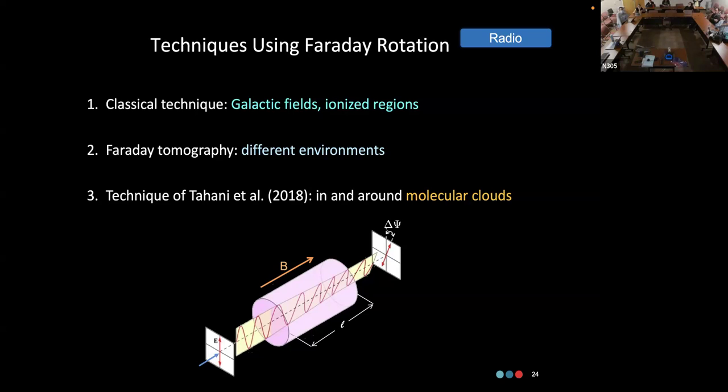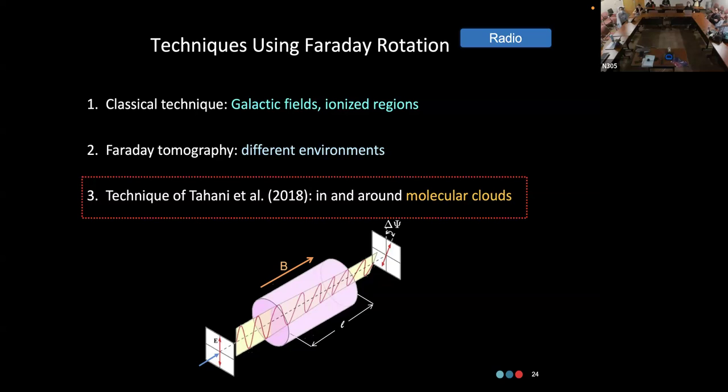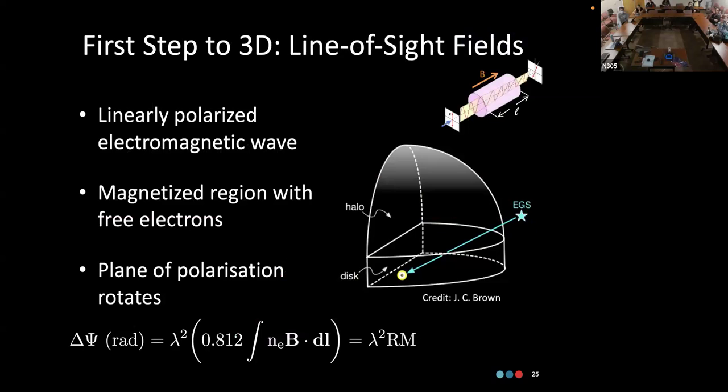And for molecular clouds, we have the technique that was developed in 2018 to get the line of sight magnetic fields associated with molecular clouds. So we're going to talk about this technique briefly. I won't talk about the details very much, but I'm happy to answer any questions you may have. In this technique, the third one that I mentioned for molecular clouds, we use point sources, and these are extragalactic sources or pulsars that produce linearly polarized electromagnetic waves. And the region that is a magneto-ionic medium is everything between us and the point source that we have.